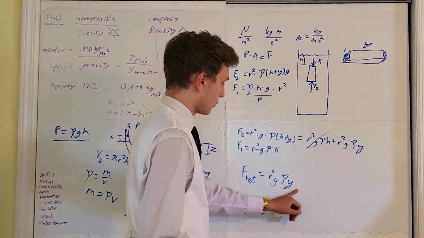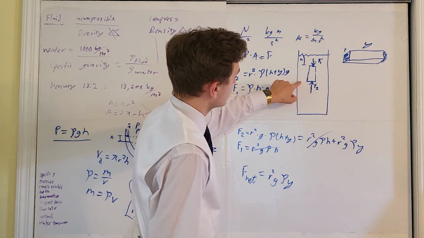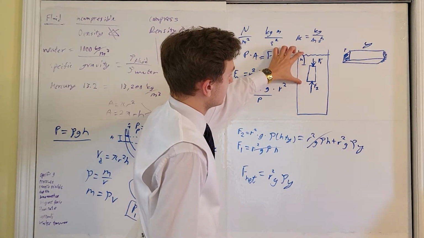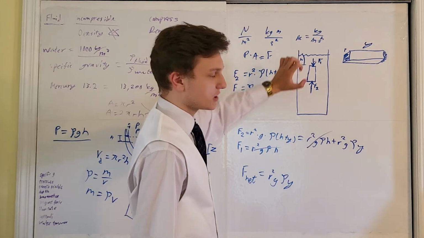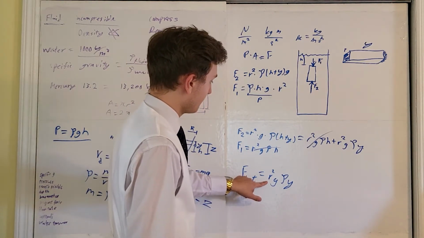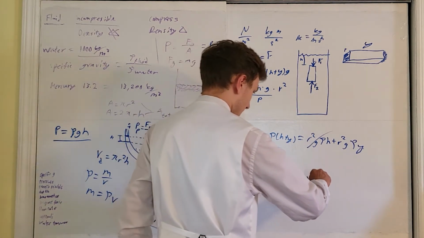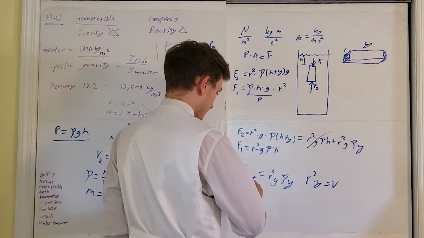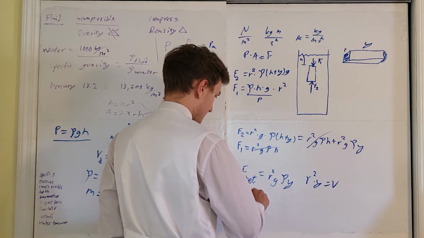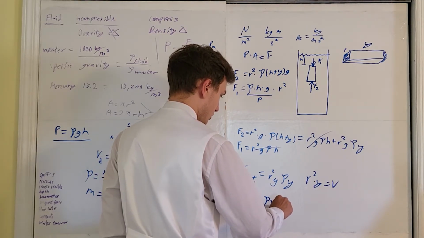And notice here that y is not the distance from our point to the top of the fluid. Our distance y is merely the length of the object. And since we have here r squared times y, r squared y is the same as the volume of our object. So we can rewrite that the net force is equal to rho vg.